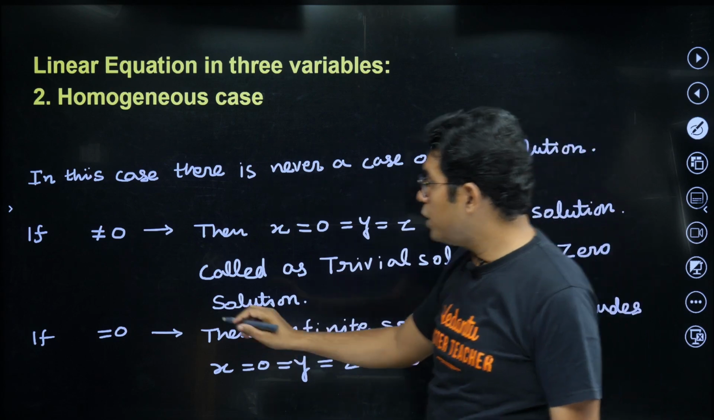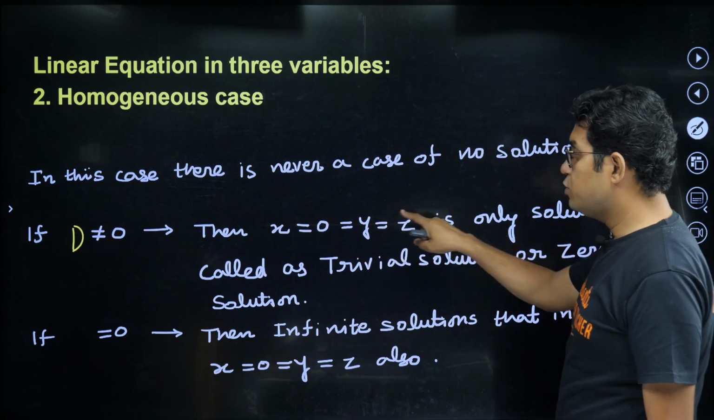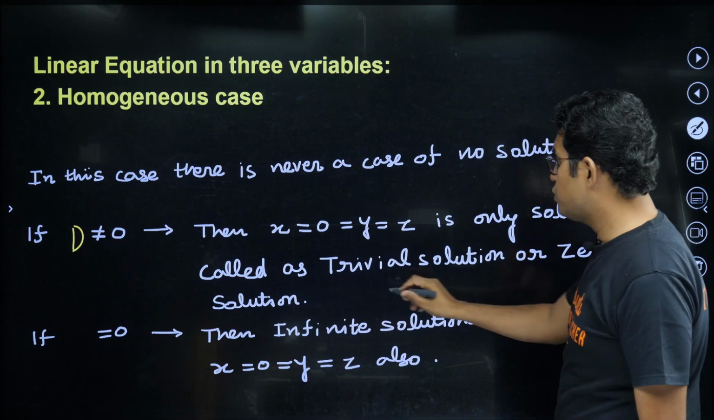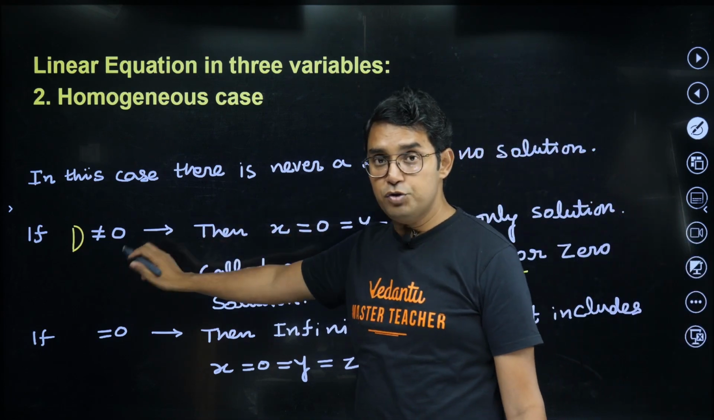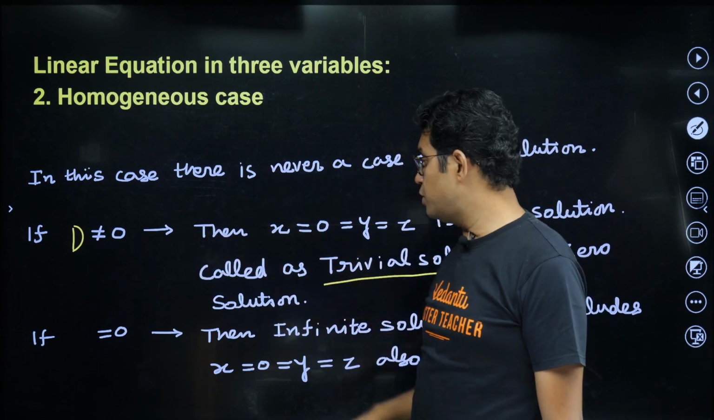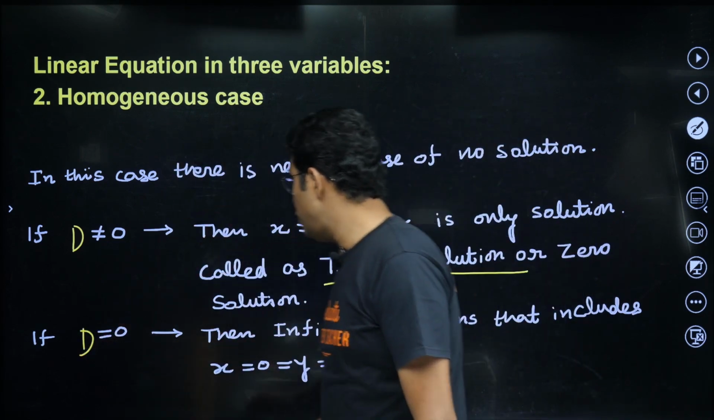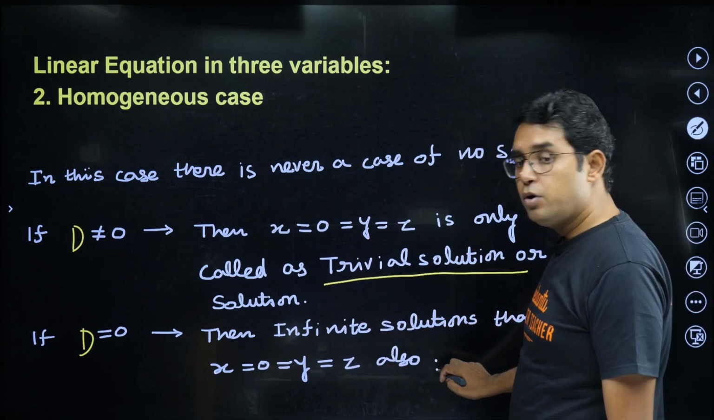If D is not equal to 0, then x equal to 0, y equal to 0, z equal to 0 is the only solution, which is also called the trivial solution. In fact, that's the condition for a trivial solution. There have been many questions based on that. If D is equal to 0, you will get infinite solutions that include this trivial solution also.